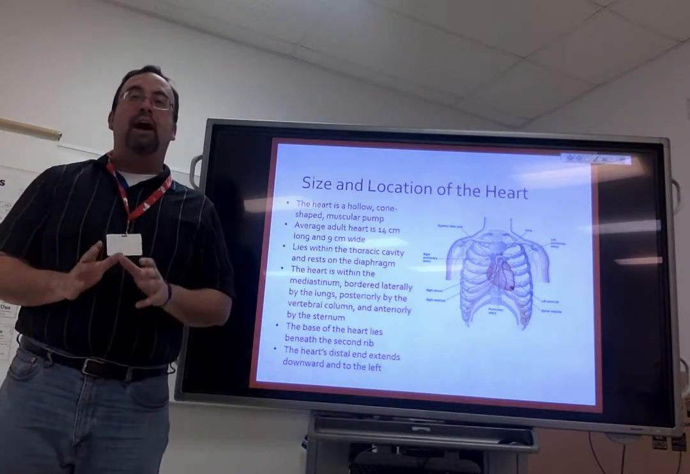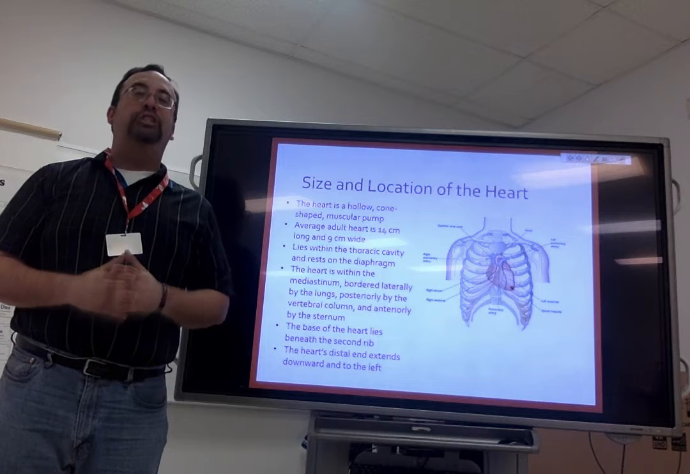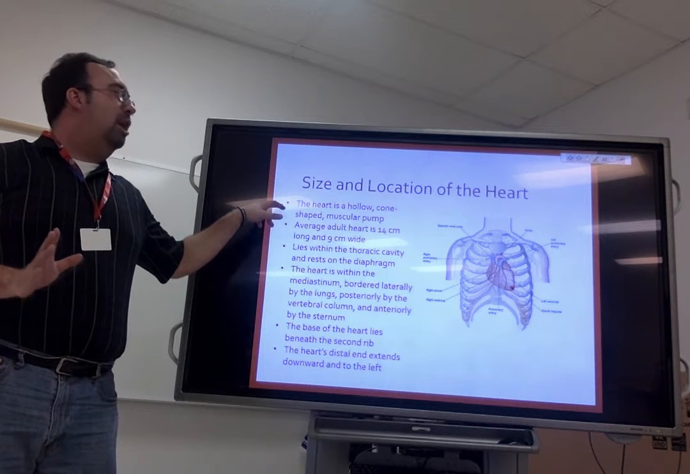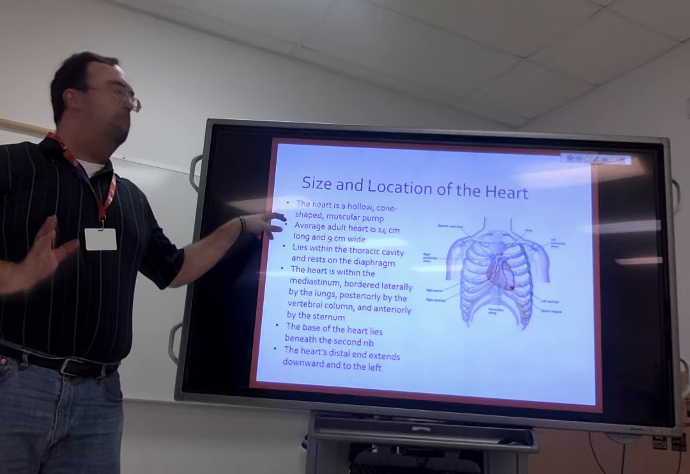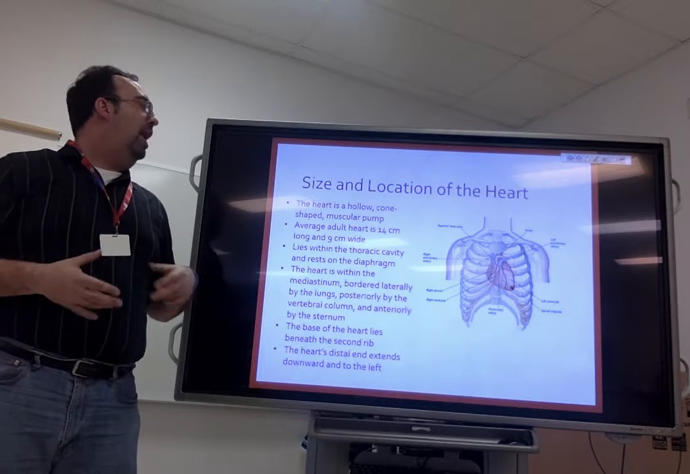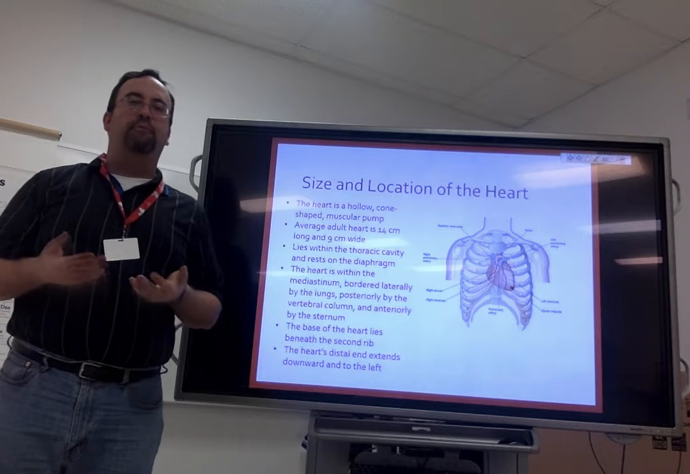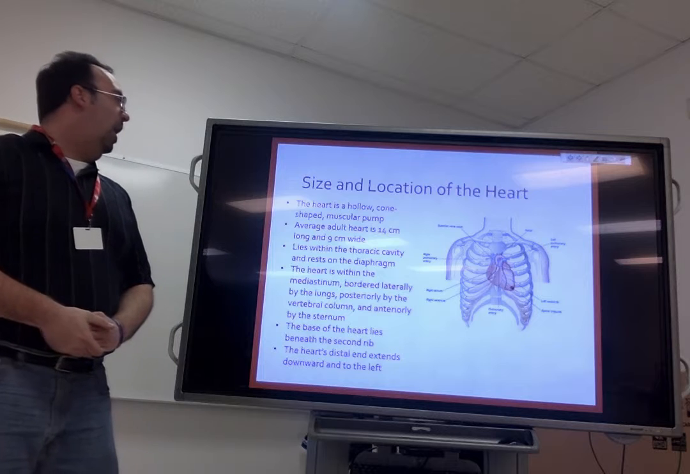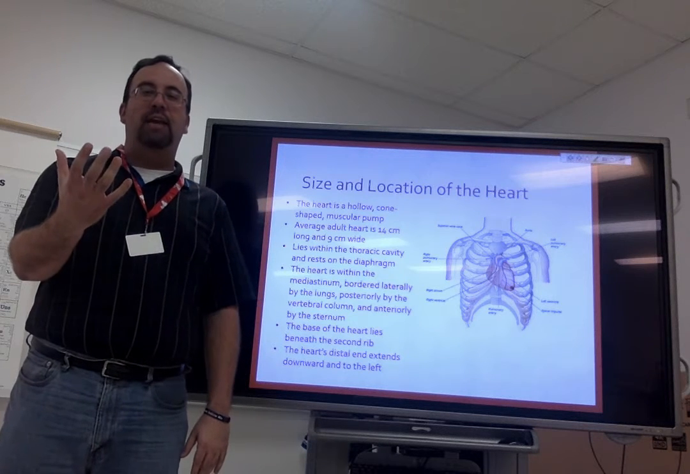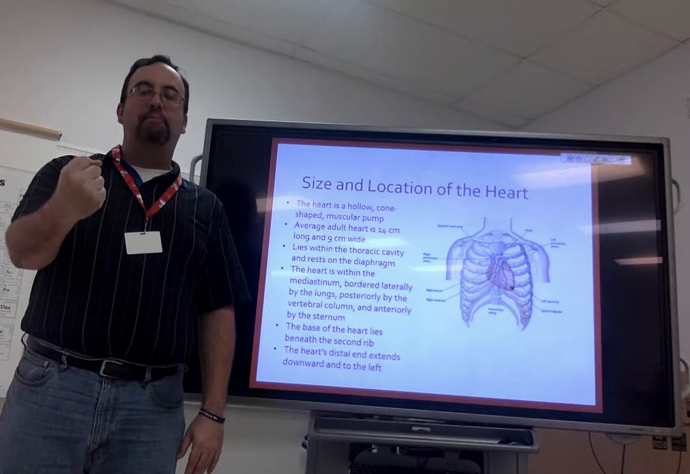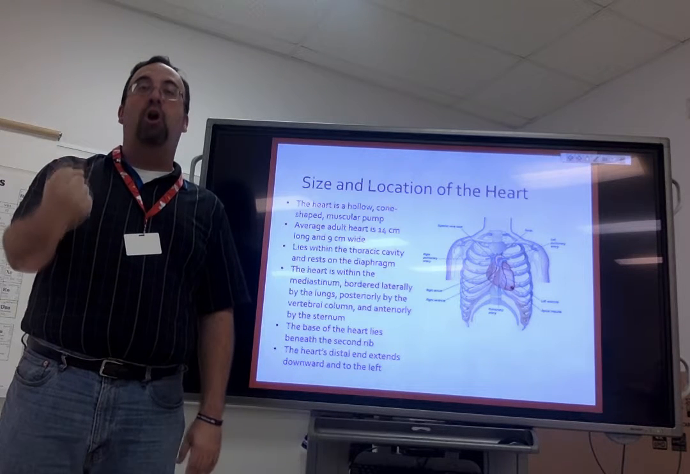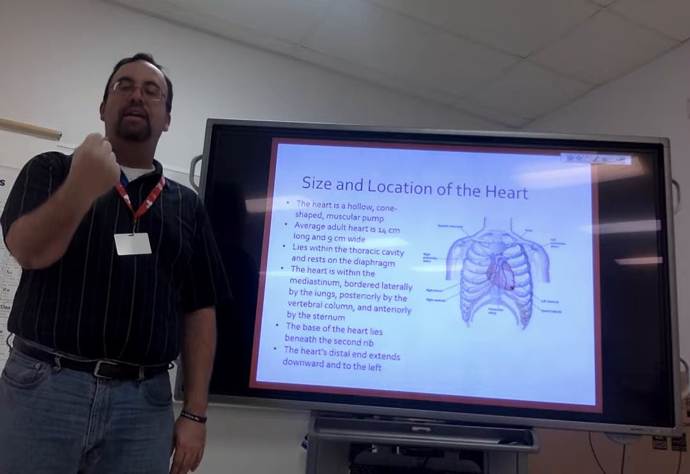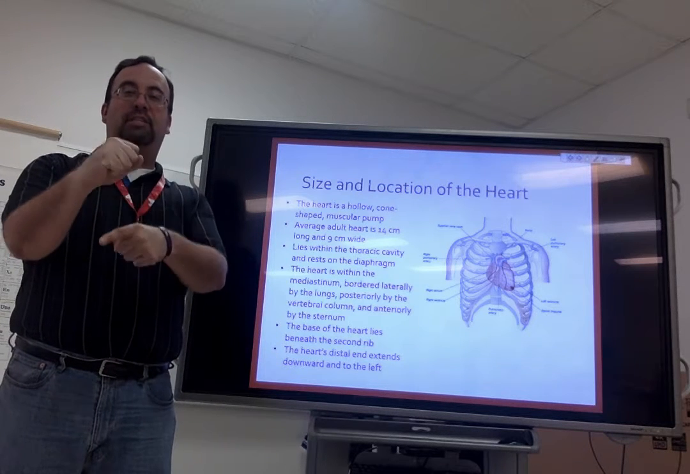Let's talk a little bit now about the size and the location of the heart. The heart, as I mentioned before, is a hollow, cone-shaped, muscular pump. Typically, it's going to be about 14 centimeters long and about 9 centimeters wide. If you take your hand and make a fist, this represents roughly what the heart in your body size would be like. So again, if you take your fist and you do this, this is basically the size of your heart.